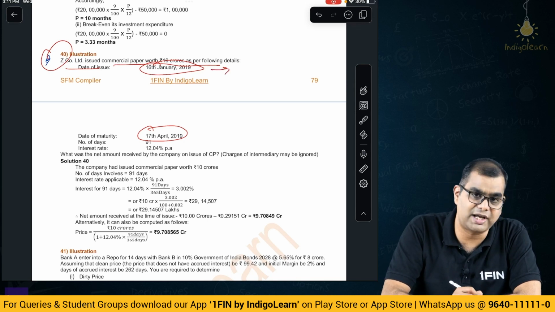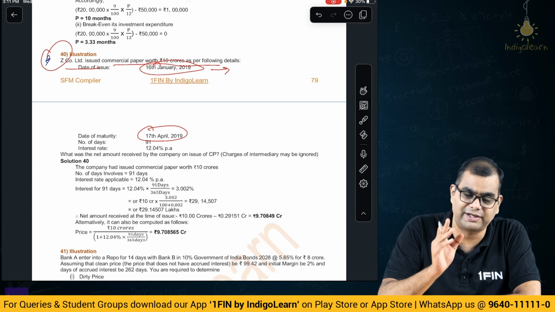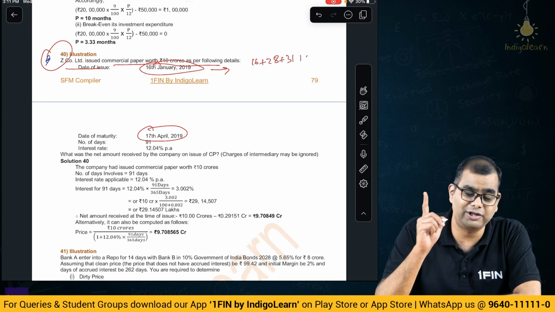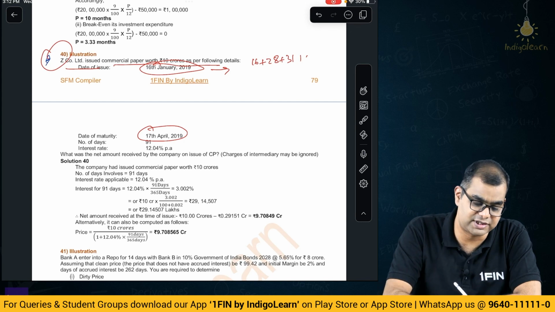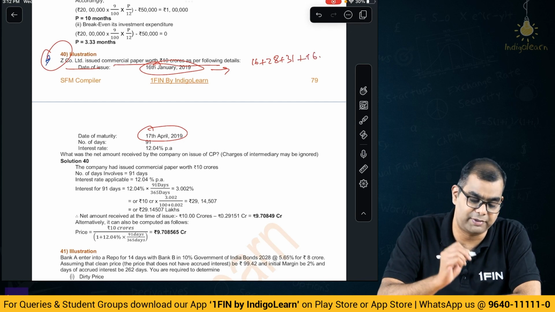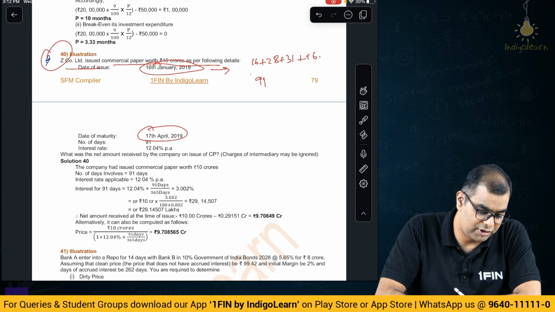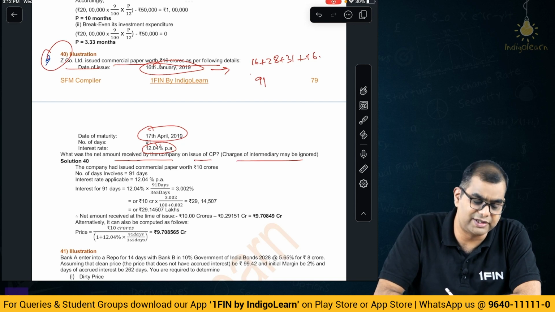So, if you got money on 16th Jan, in Jan there are 31 days. So, for the first 15 days you didn't have the money. So, you use the money for 16 days in Jan plus 28 days in Feb plus 31 days in March, plus you're returning on 17th of April, so 16 days in April. So, it was 16 plus 16, 32, 32 plus 28 is 60, 60 plus 31 is 91 days. Number of days is 91, see, that is what I got. Interest rate is 12.04%. What is the net amount received by the company on issue of the CP? Charges of the intermediary may be ignored.